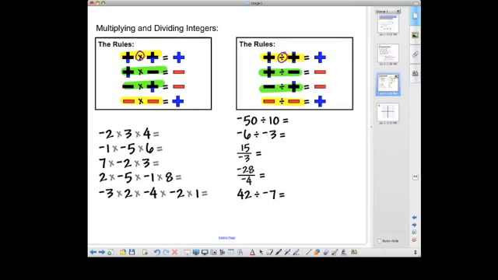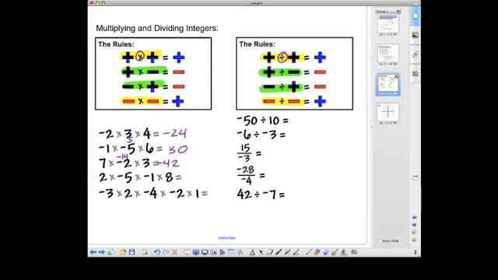Negative 2 times 3, negative 6 times 4, negative 24. Negative 1 times negative 5, well, 1 times 5 is 5. They're both negative, so it's a positive answer. 5 times 6, 30. 7 times negative 2. Different signs, so my answer is going to be negative 14. Negative 14 times 3. Different signs again. My answer is going to be negative 42.